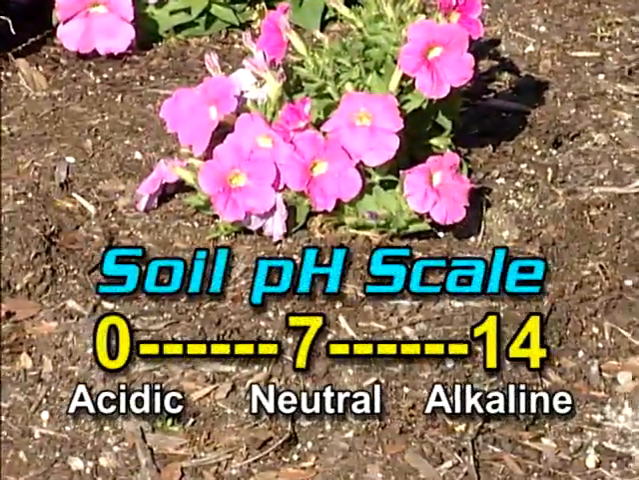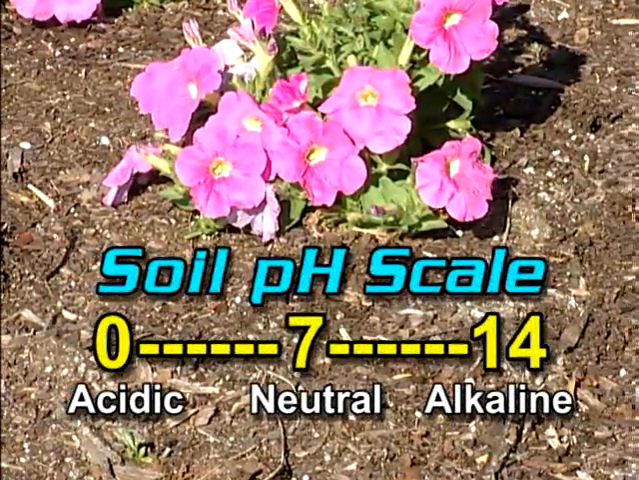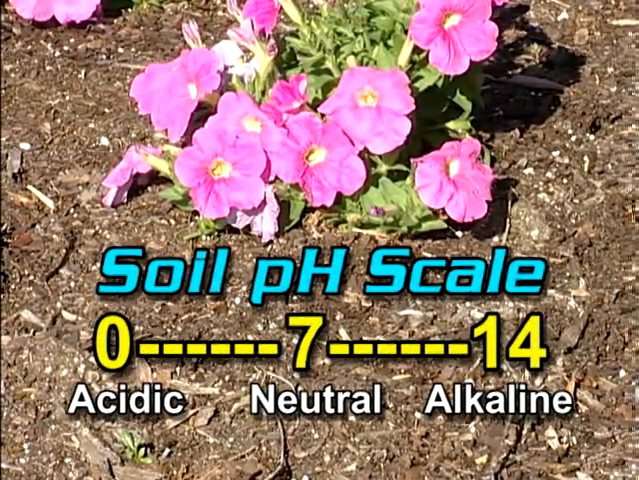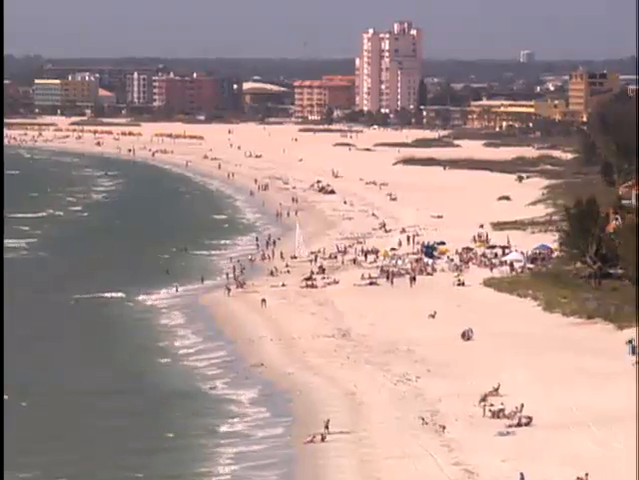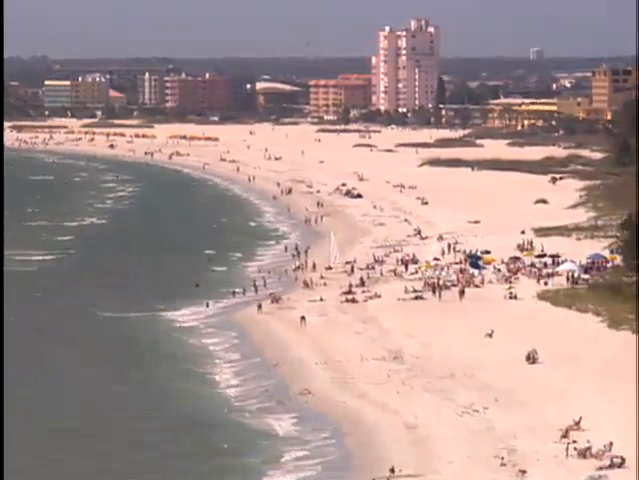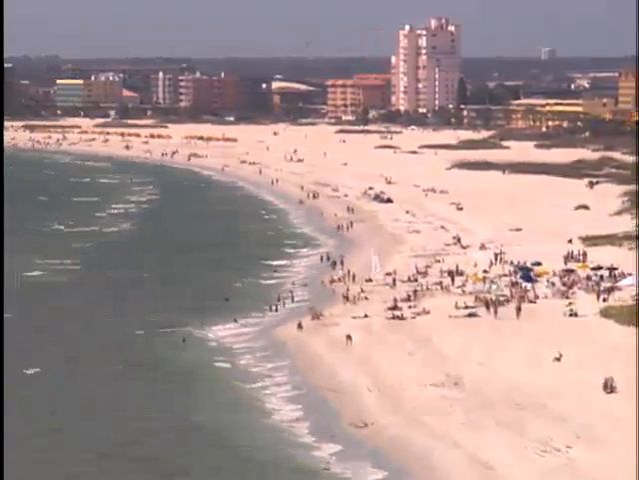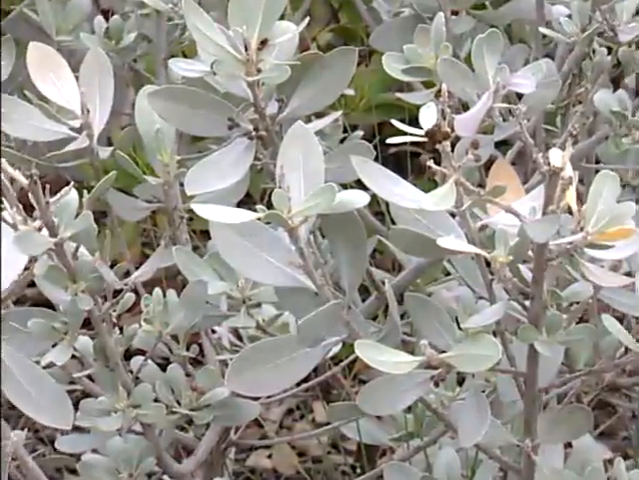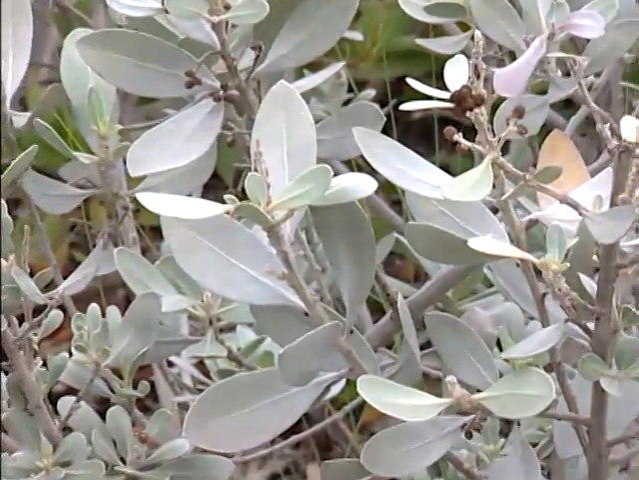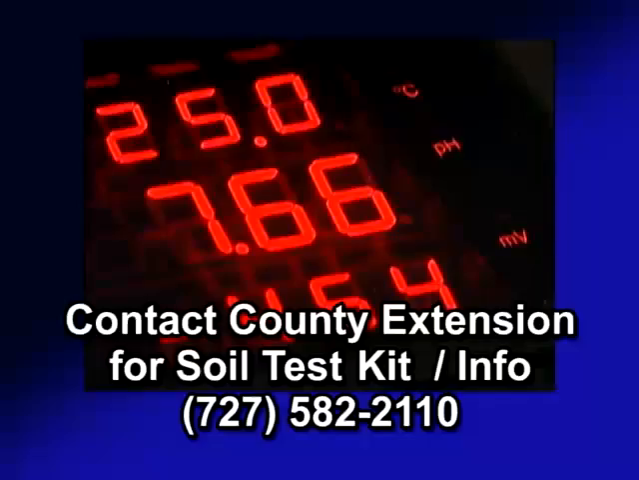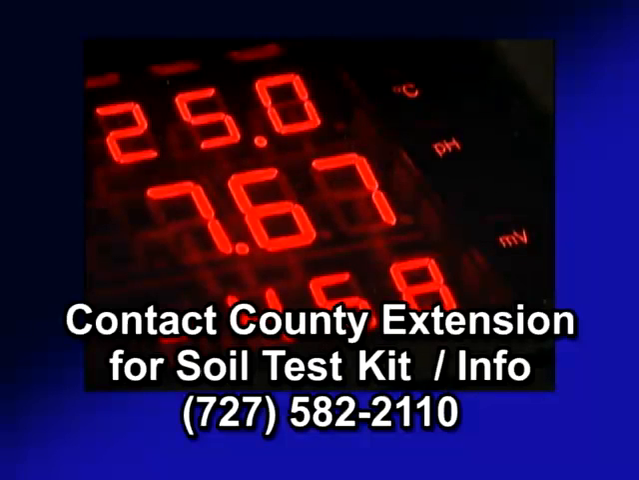Another thing that you want to consider when you're looking at your site conditions is the soil pH. Do you have an alkaline soil or do you have an acidic soil? Now, we're in a coastal area, so most of our soils tend to be rather alkaline, and choosing a plant that can tolerate those alkaline conditions is also going to be important. So you can have it tested and find out what the pH of your soil actually is.